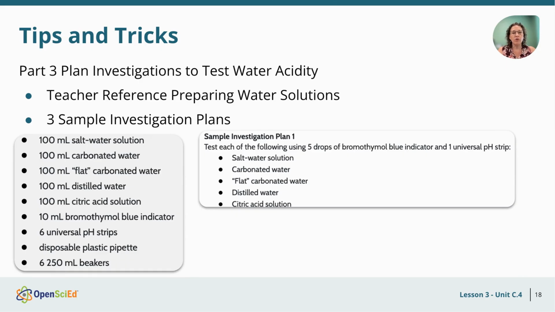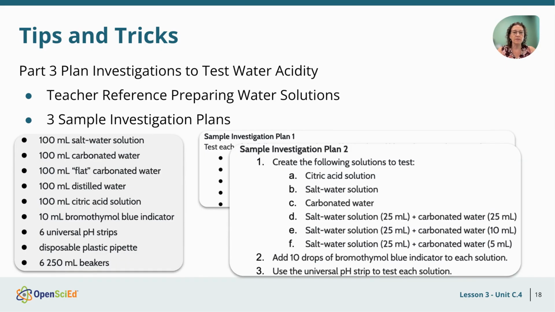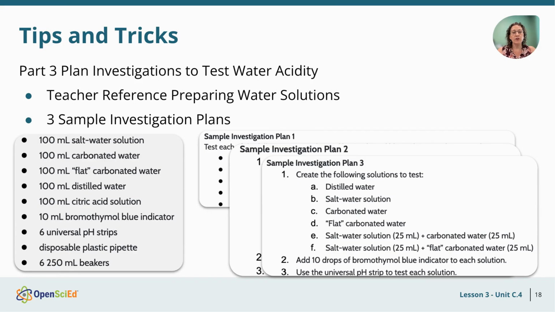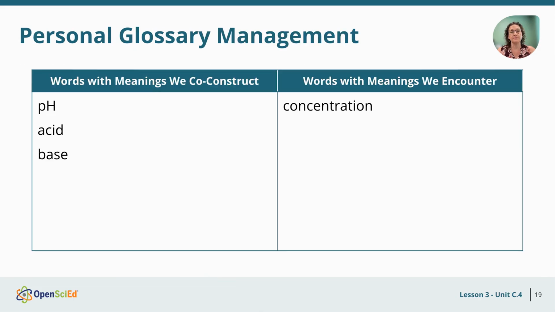The first one is straightforward, just using stock solutions. The second plan involves varying the amount of carbonated water in combination with salt water, which would be a good approximation for the combination of ocean water and carbon dioxide. The third plan compares salt water with either carbonated or flat carbonated water in equal proportions. So if your students are struggling with designing their investigations, or your special education students need some inspiration, or you're just short on time, you could modify this teacher resource into a student-facing handout without much difficulty.